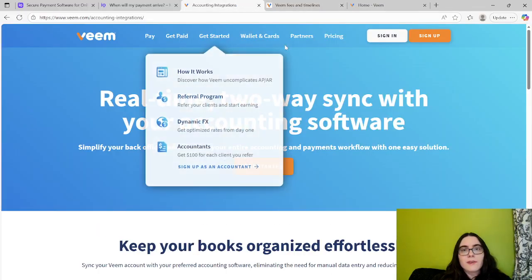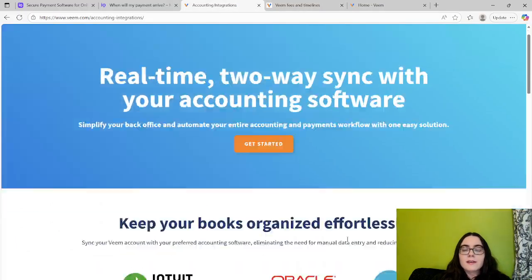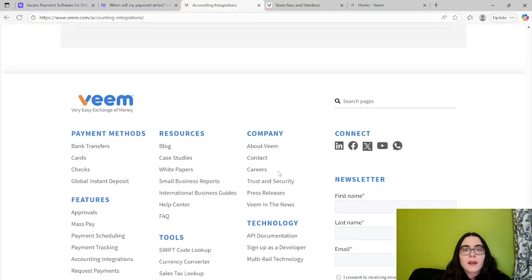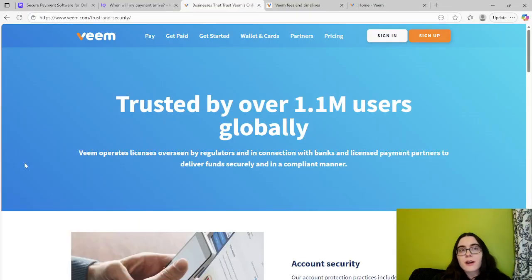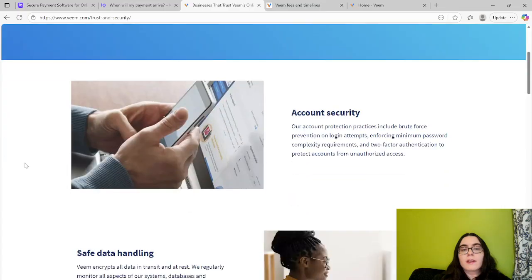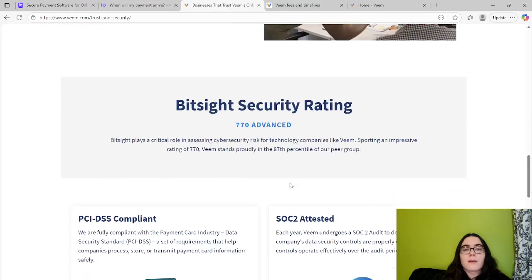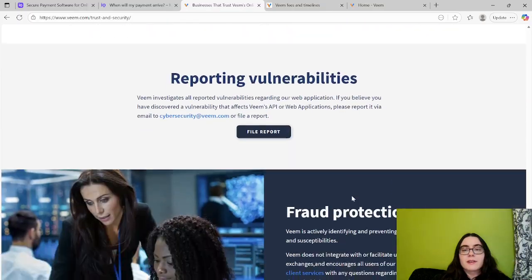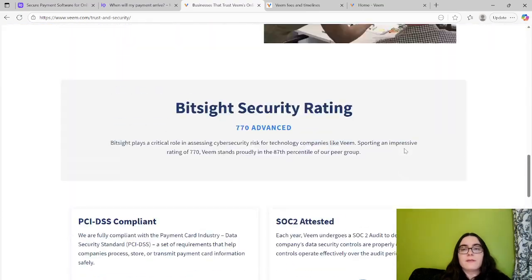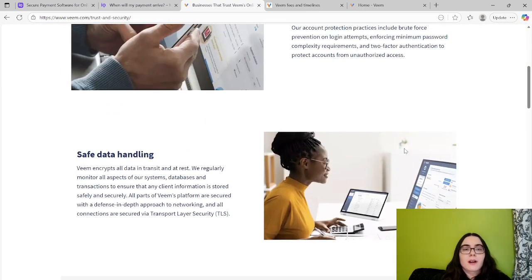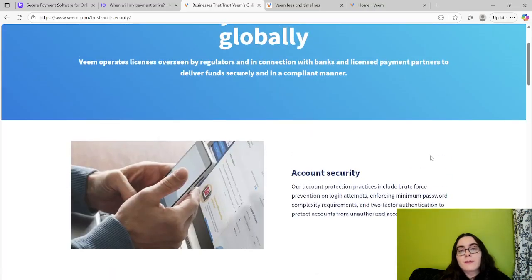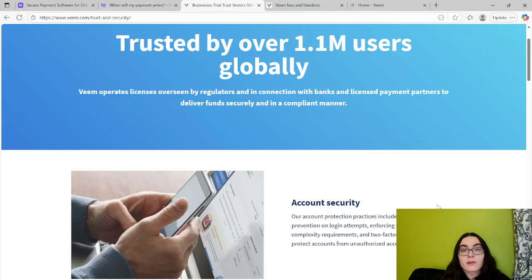The last thing we're going to look at with Veem is the security features. It is pretty secure, similar to Melio. They do have a lot of features in place. They protect your transactions and comply with different standards. They have fraud protection and ways that you can report vulnerabilities if you notice them. So it is pretty similar to Melio in that way. They have two-factor authentication and similar measures, so that there isn't, hopefully, unauthorized access to your account.